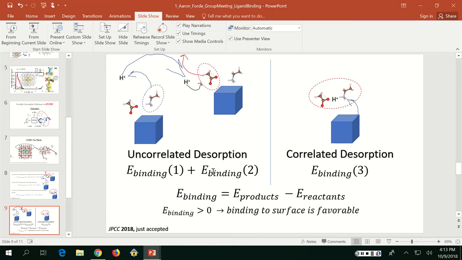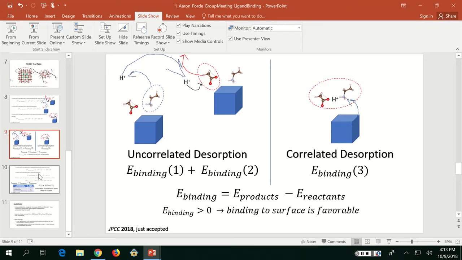Or if you had two independent processes happening, compared to correlated desorption, where you had both of the ligands come off at the same time, and the acetate anion just taking a proton from its neighbor. You can compare the binding energies to see which process will be more favorable for desorption. And just for notation, I took binding energy as the energy of all the product states minus the energy of all the reactants. So if our binding energy is positive, that would indicate that the ligand staying on the surface would be more favorable than coming off the surface.